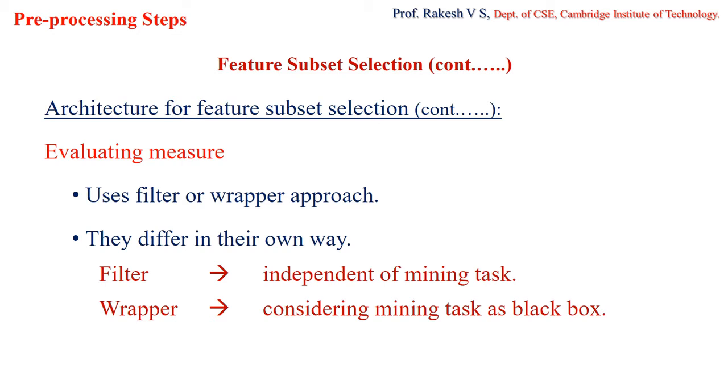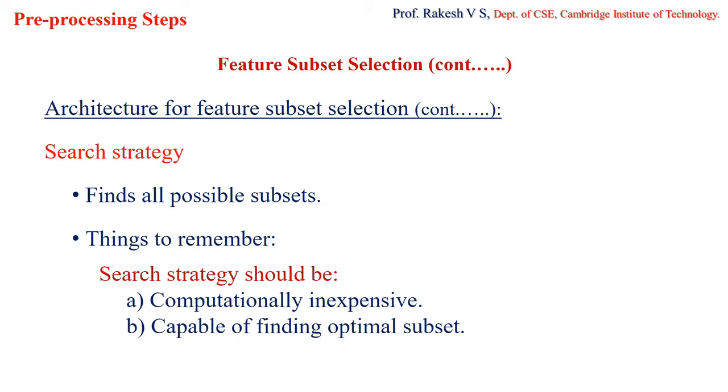See, the question might arise, why can't we use embedded approach? So here embedded approach, as I told earlier, the data mining algorithm itself would take care of identifying the subset, the procedure of which depends upon the algorithm that is used. So we cannot use that as an evaluating measure. So that will be taken care of by the algorithm itself. Okay. So next is your search strategy.